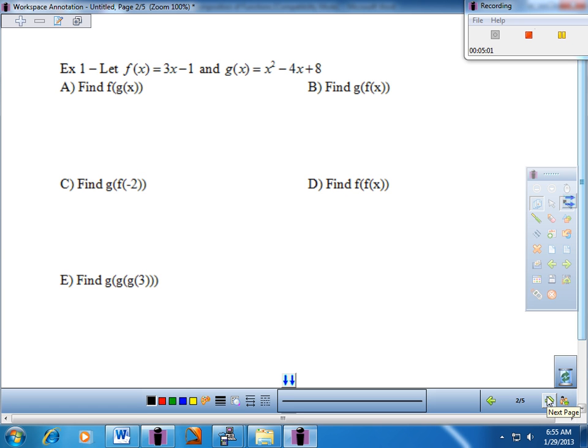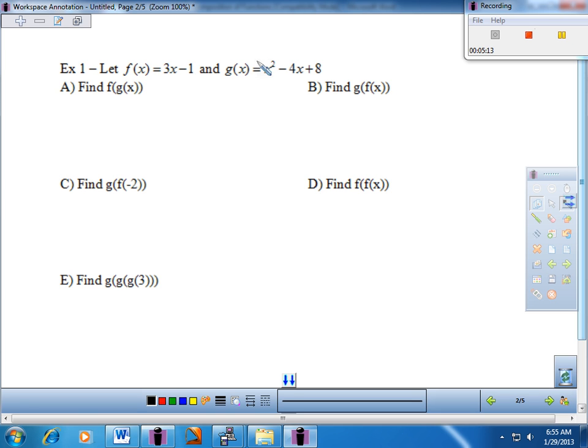Just kind of get comfortable with that piece. And we'll start with some relatively easy families of functions here. I've got a linear family, so f of x is 3x minus 1. And then how about a quadratic family? g of x is x squared minus 4x plus 8. So again, all different combinations.